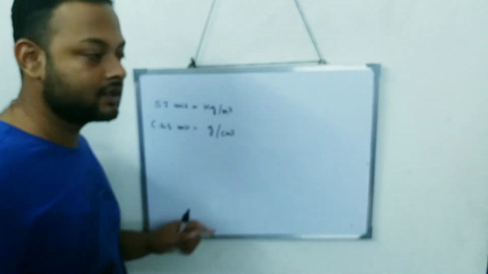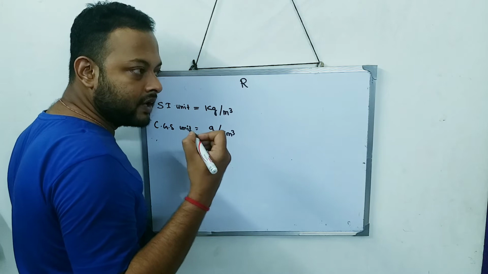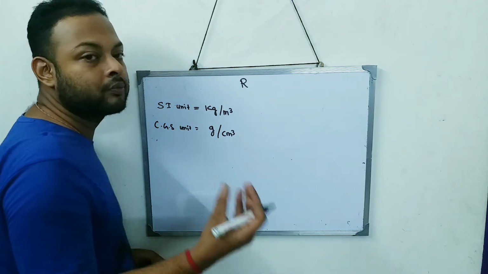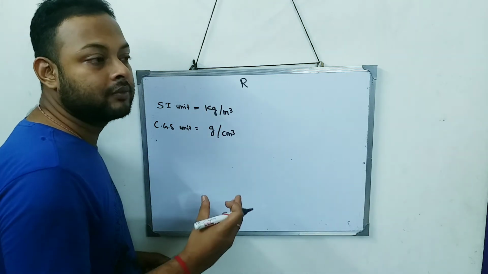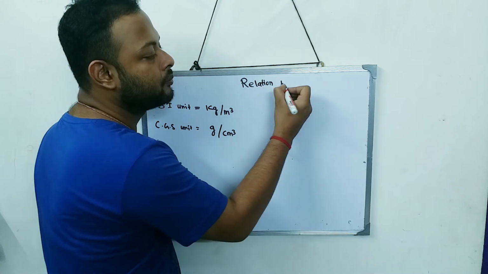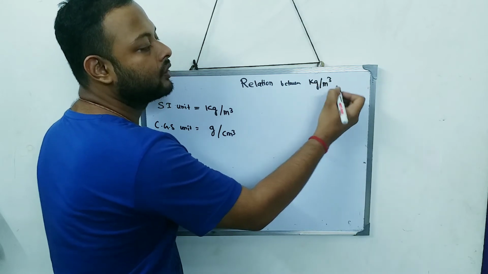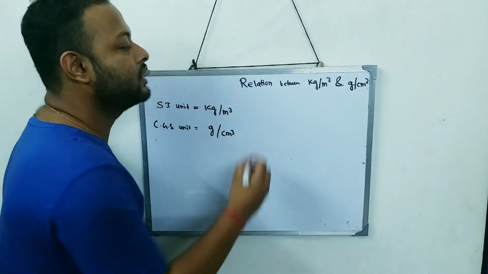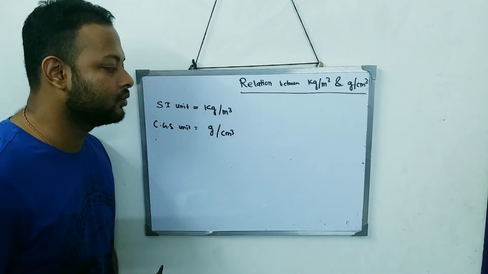If you know the basics of how we build a relationship between them, then in the future, when we do the numericals, so many problems will become easier for you to understand. So see how the relationship I'm building up. The topic is the relationship between kg per meter cube and gram per centimeter cube. I have to find a relationship between both of them.